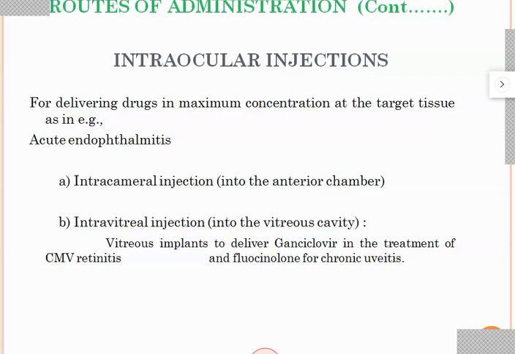These intravitreal injections are given to control the severe forms of infections like cytomegalovirus retinitis, endophthalmitis, acute endophthalmitis, chronic uveitis, and in some cases to treat diabetic retinopathy. In intravitreal injections, vitreous implants can be used to deliver ganciclovir for the treatment of cytomegalovirus retinitis, and fluocinolone for treating chronic uveitis.